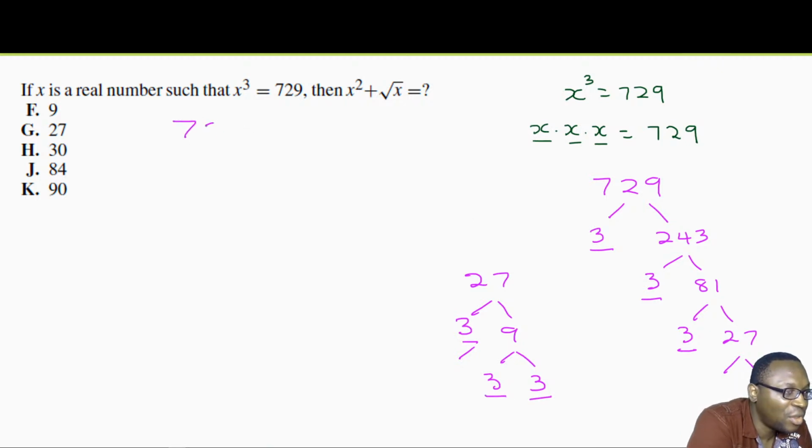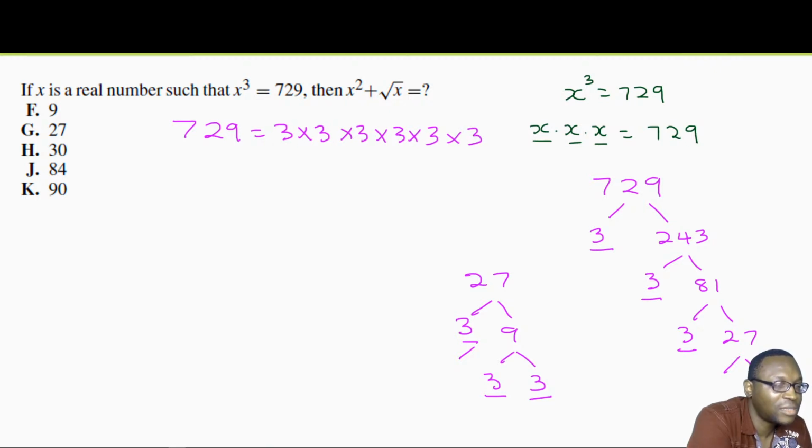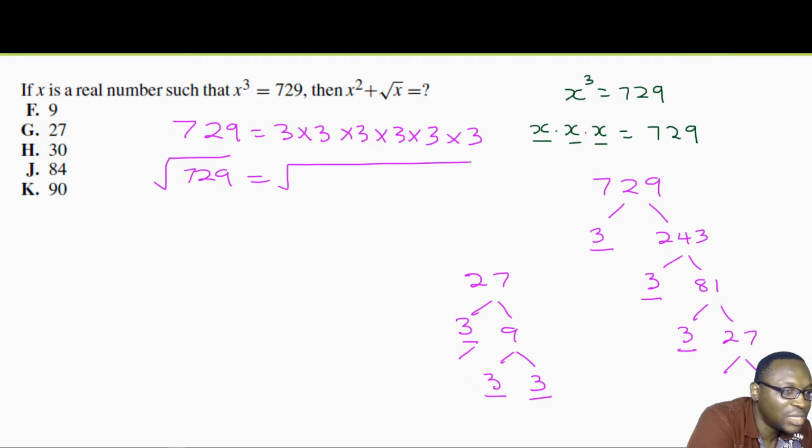So you have 729 is 3 multiplied by 3, and you have it 6 times. 1, 2, 3, 4, 5, 6. Now we're looking for the cube root. So what we're going to do here now is this. The cube root of 729 is going to be the same as the cube root of 3 multiplied by 3, and then you have 6 of them.